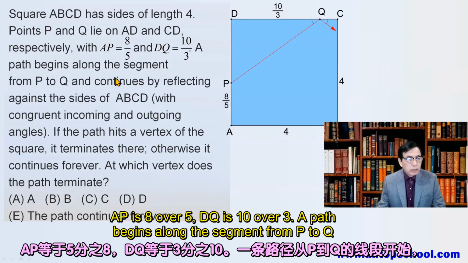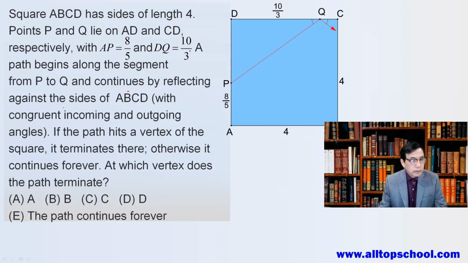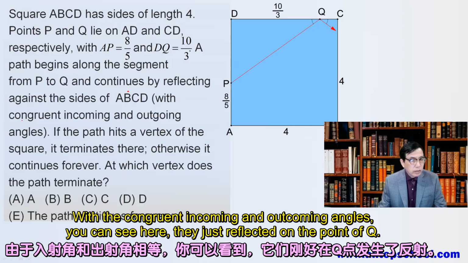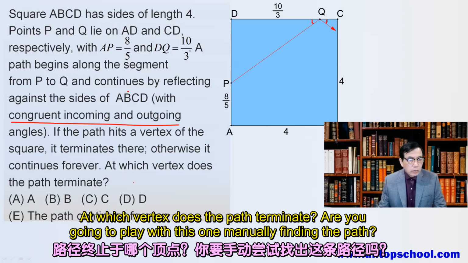A path begins along the segment from P to Q and continues by reflecting against the side of ABCD, with congruent incoming and outgoing angles. You can see here, they just reflected at the point Q. If the path hits a vertex of the square somewhere, you just stop there. Otherwise, it's going to continue forever. At which vertex does the path terminate?